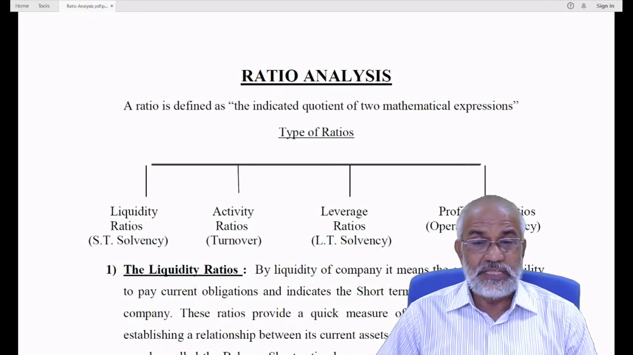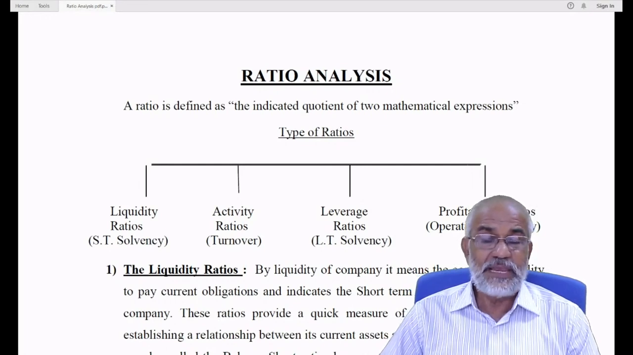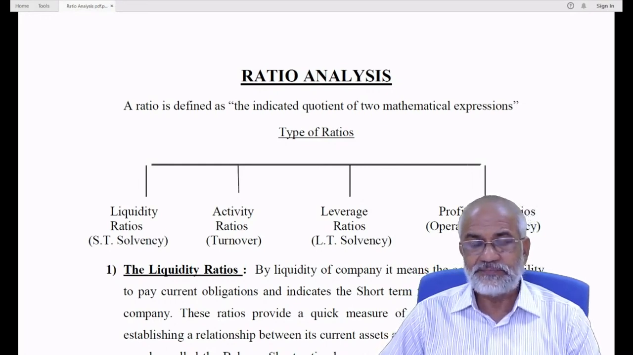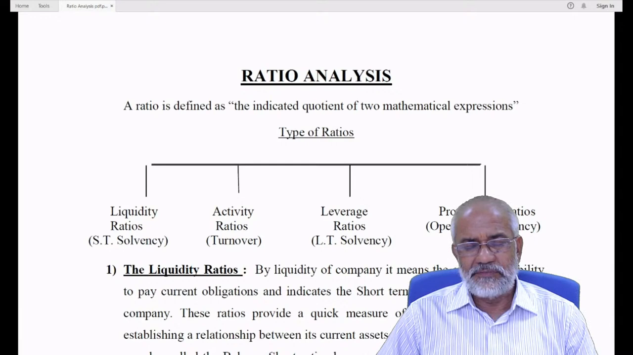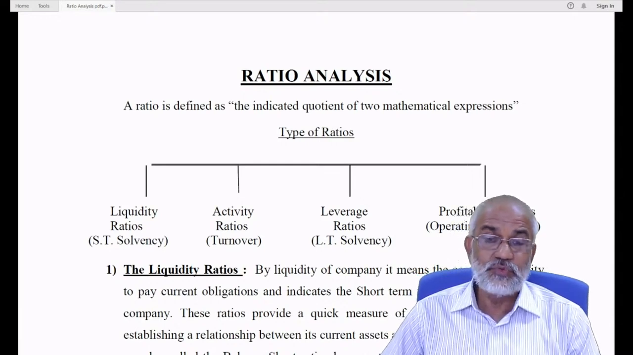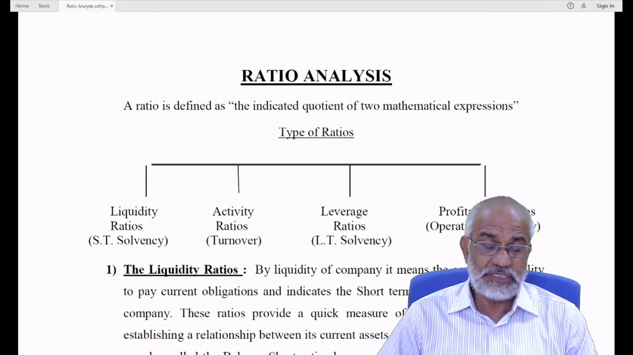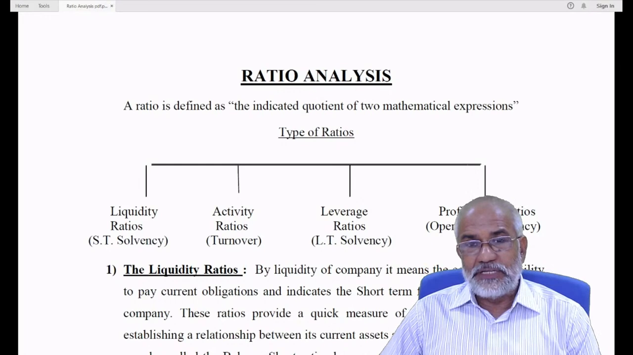We must ensure that the closing balance tallies with the balance sheet figure. The opening balance must tally with the balance sheet figure, and the closing balance must tally with the balance sheet figure. So this is about the left out part of the cash flow statement, which could not be discussed yesterday due to paucity of time. Now let us come to the end part of the ratio analysis.